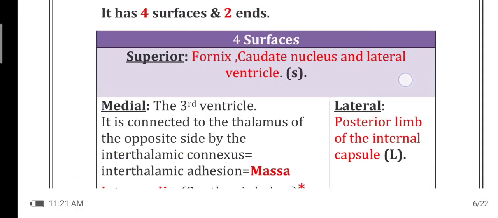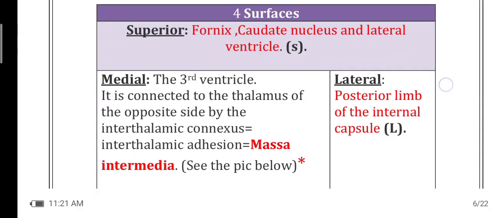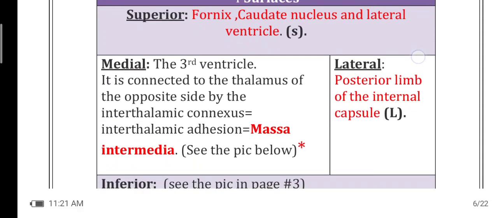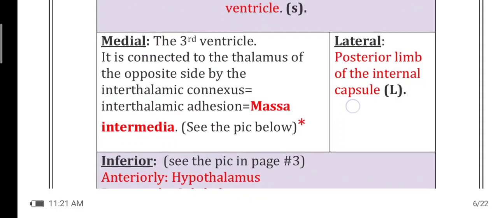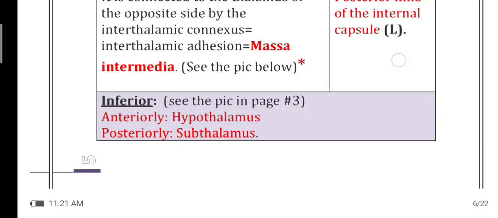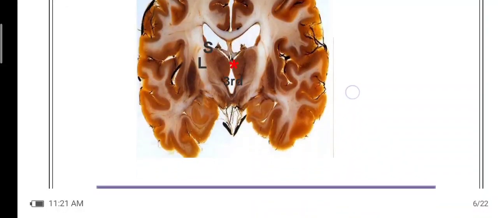It has 4 surfaces and 2 ends. The superior surface is related to the caudate nucleus and lateral ventricle. The medial side forms the third ventricle wall, with the thalamus of the opposite side connected by the interthalamic adhesion. Laterally is the posterior limb of the internal capsule. Inferiorly is the hypothalamus anteriorly and the subthalamus posteriorly. This is the third ventricle.